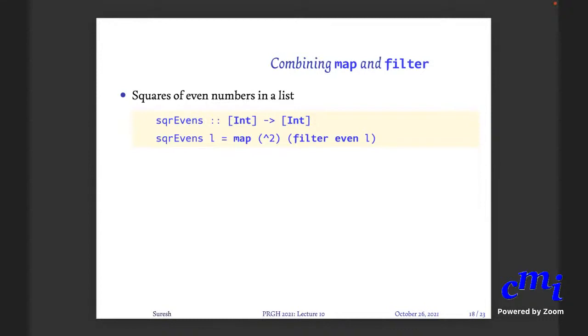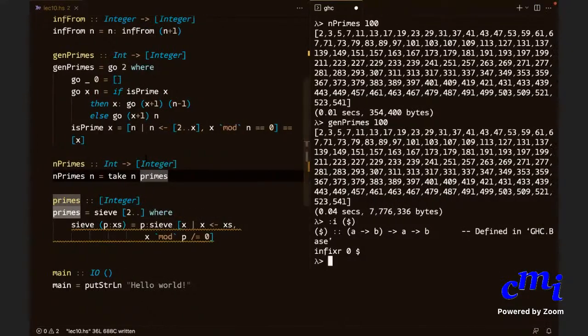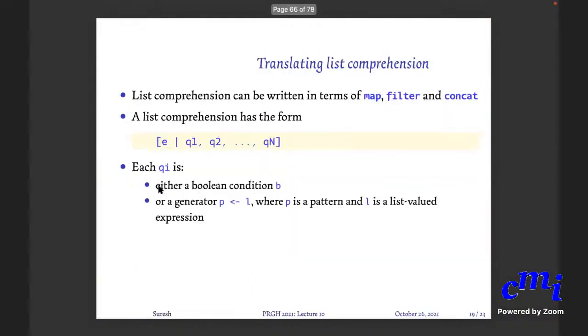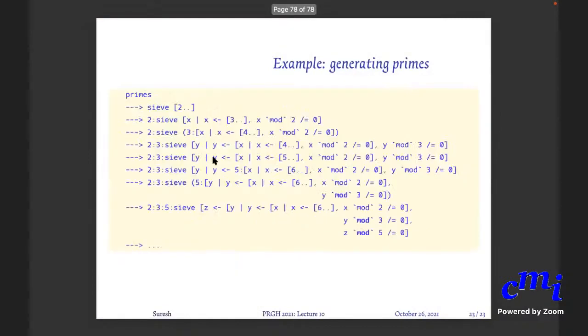Do you have any questions about whatever we have done till now? Sir, can you take that primes example where we see Eratosthenes? You want me to go to the code? No, not the code, sir. The computation. Right. I will show you. I don't understand how 3 got out. 3 gets out of the first thing, but it fails in the second. See here, 2 colon sieve of x, where x is from 3, x mod 2 is not equal to 0. So 3 mod 2 is not equal to 0, so 3 gets out.